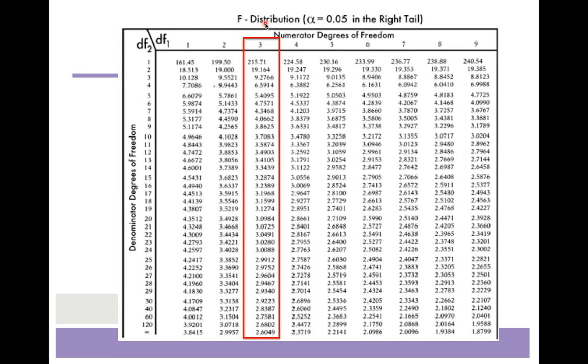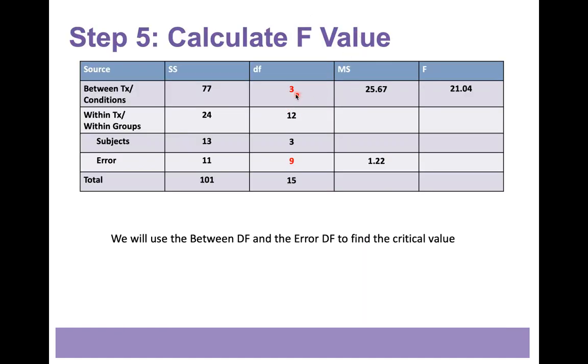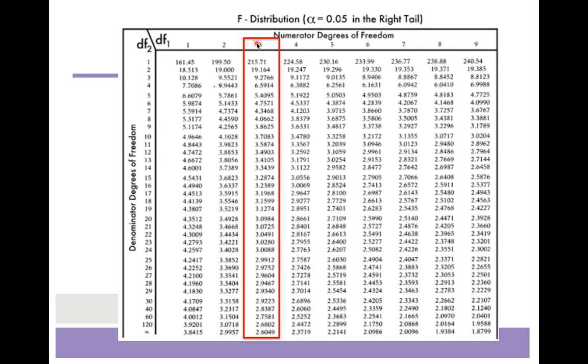Here we see our F table. These are posted on iCollege. We want to snag the one for 0.05 because that's what our alpha was for this practice problem. So we have our numerator degrees of freedom, right? That's why it's called the numerator degrees of freedom, because this degrees of freedom contributes to the numerator of our F value. Numerator degrees of freedom was 3. That's our between conditions degrees of freedom. Our error degrees of freedom was 9, which gives us a critical F value of 3.8625.